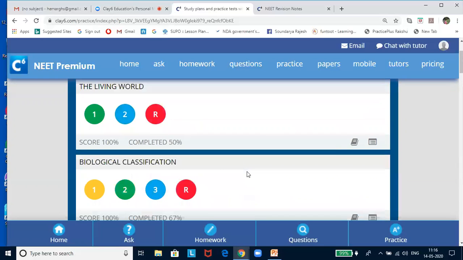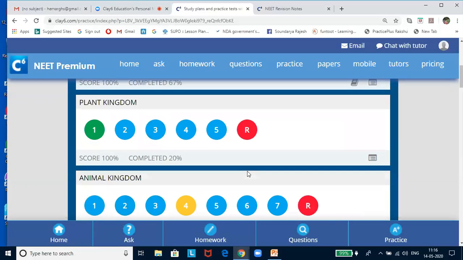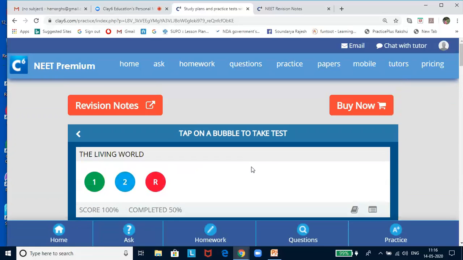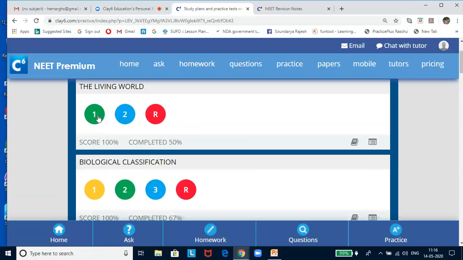Here you will find that every chapter has got different levels of tests. Now if you look at these bubbles over here, you will find that it has got a green bubble. Green bubble indicates that you have already completed the test, but you can always visit and redo the test once again if you feel you want to take it again. Suppose you have scored less marks. You want to improve your scores after 2 or 3 days, you are most welcome to do it again.